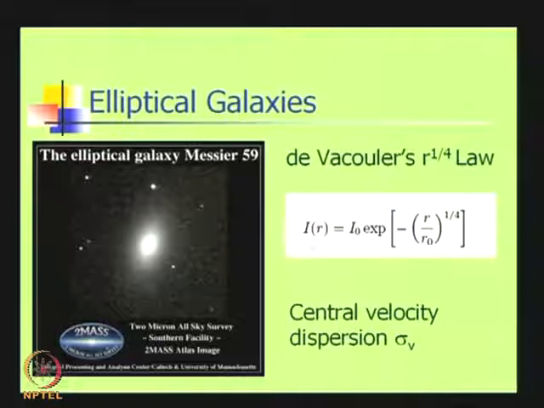So, the way the specific intensity, the surface brightness, falls off as you go away from the center is well described by this law: I naught exponential minus r by r naught to the power 1/4. This is called de Vaucouleurs' r to the power 1/4 law.